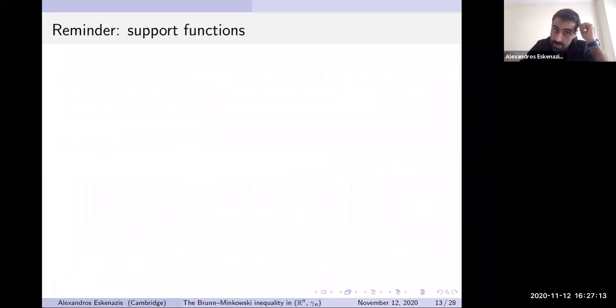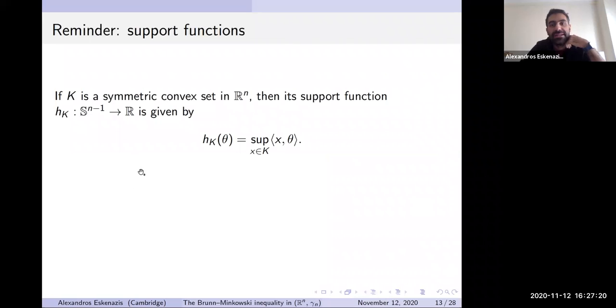Okay. So I'm going to remind you a little bit of terminology from convex geometry, which is that of a support function. So if K is a symmetric convex set, then the support function of K, denoted by H sub K, is a function on the sphere, and H sub K of a direction theta is the supremum over all x in K of x dot theta.